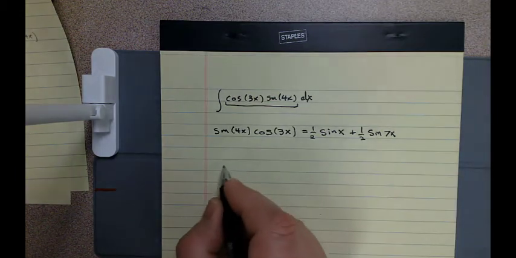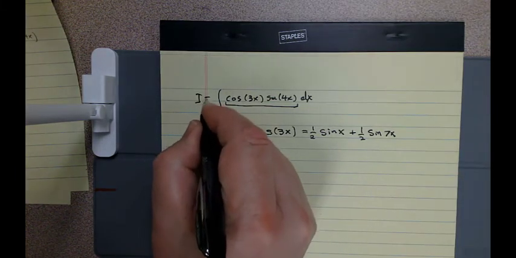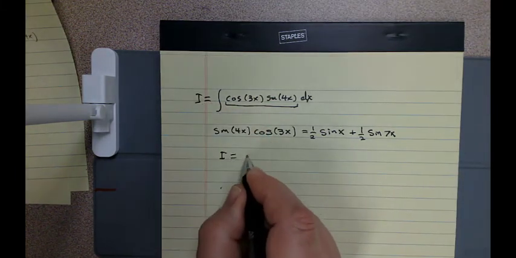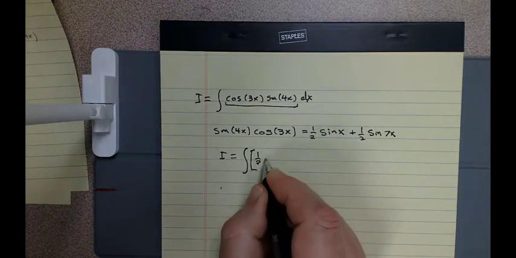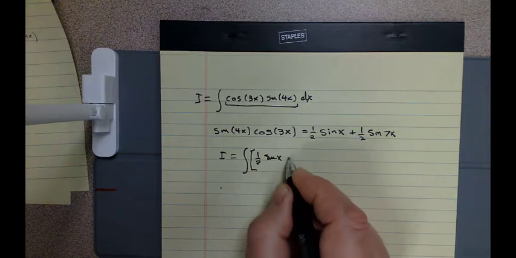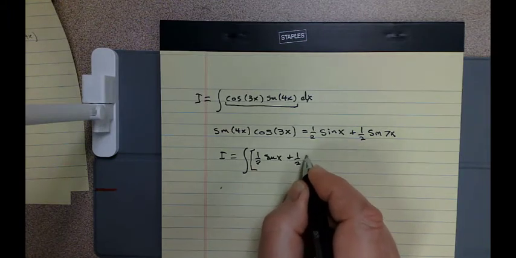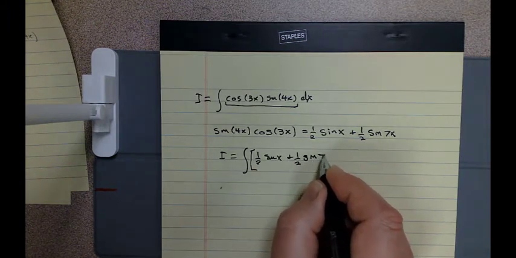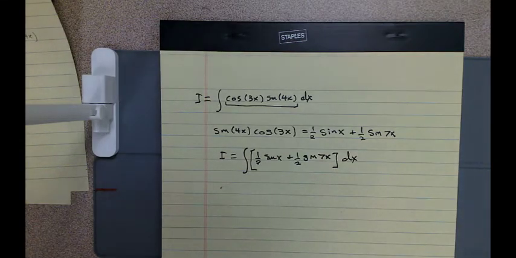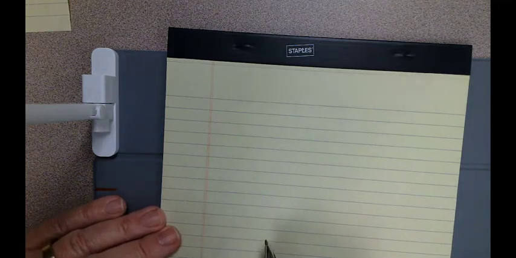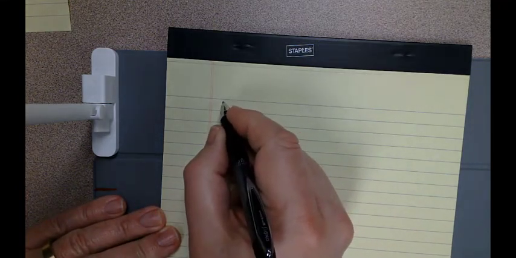You can say that my original integral I is equal to the integral of 1/2 of sine x plus 1/2 of sine 7x. And this is just something that you can do quite easily. With a fresh piece of paper, I want to show you something that's not quite so simple.